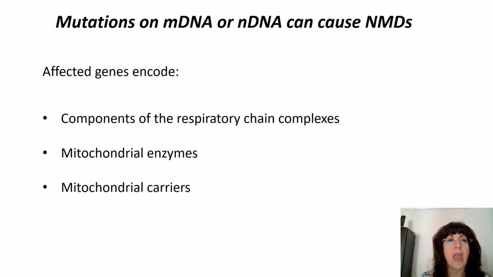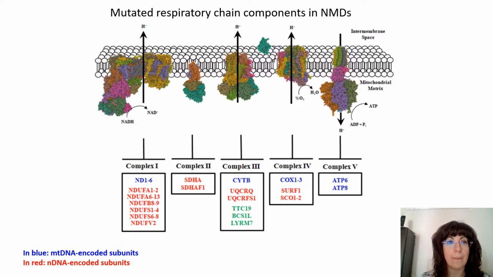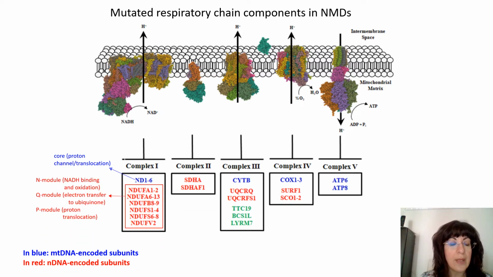Genetic mutations have been found on genes, on mitochondrial or on nuclear DNA. These genes may encode subunits of the respiratory chain complexes, mitochondrial enzymes, or mitochondrial carriers. As regards mutations found in the components of the respiratory chain, mutations have been found in core subunit of complex 1 and also in subunits belonging to the N, Q, and P module of this complex, so affecting its function.